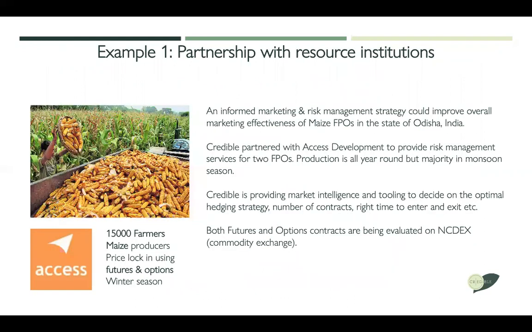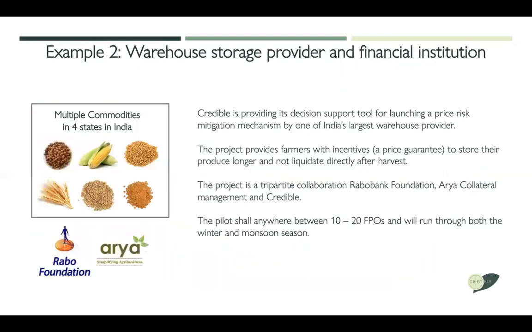An example of how we are trying to connect farmers to commodity markets is our partnership with Access Development, one of India's largest development organizations. Together with Access Dev, we are launching a risk management tool that helps farmer collectives who produce maize lock in a price a few months ahead. The project scope is two farmer producer organizations or FPOs and involves around 15,000 farmers. The tool is now being tested and will go live in March end.